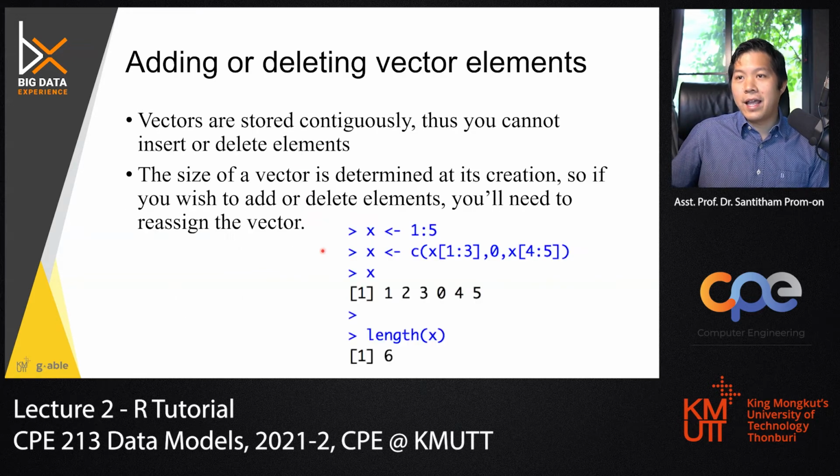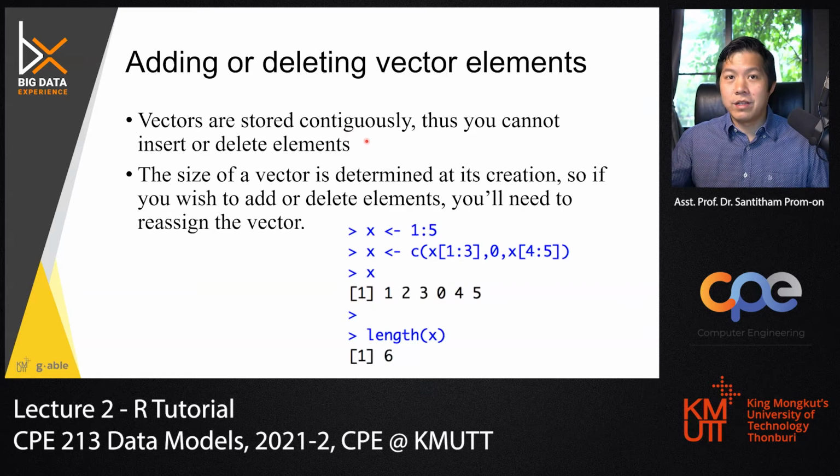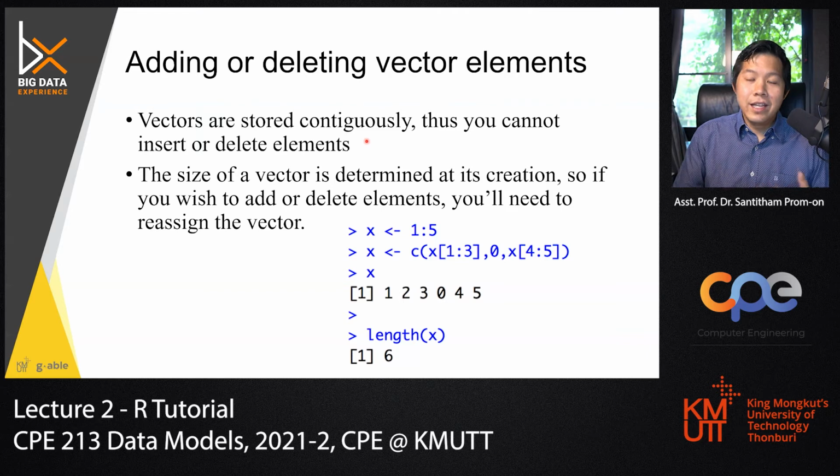You can add or delete vector elements by doing this. You cannot just attach an additional element. Vectors are stored contiguously in memory. It means that they are stored consecutively in memory. You cannot delete part of it out. You can only create a new one that excludes the old one. That's why we have here x as 1 to 5, and if you want to insert 0 in between, you need to create a new one, attaching the old 2 here and inserting 0. If you want to delete, you just use the minus sign, but you actually create a new one that does not contain the old one, right?